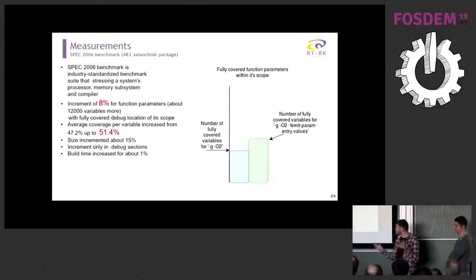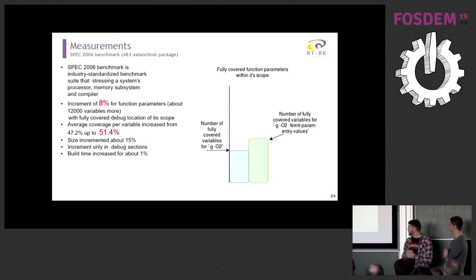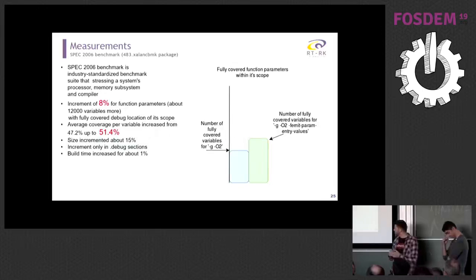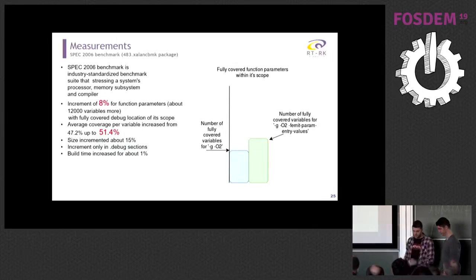So there is no change in code generation. The change, as expected, is only in .debug sections, and build time in this case increased by about 1%. So yeah, those improvements in debug location coverage are most important.